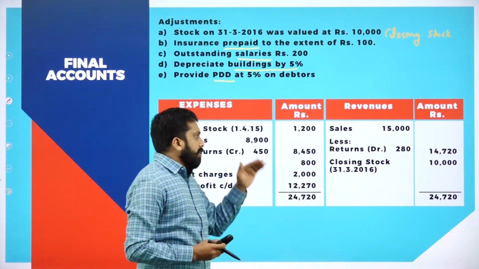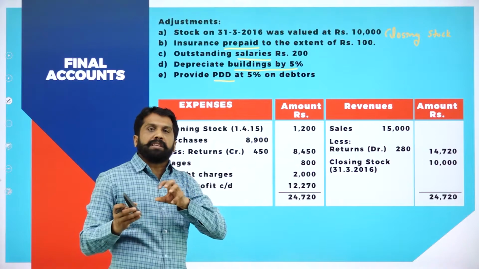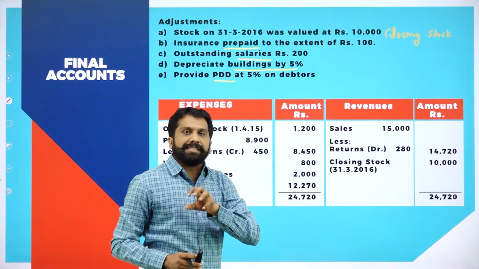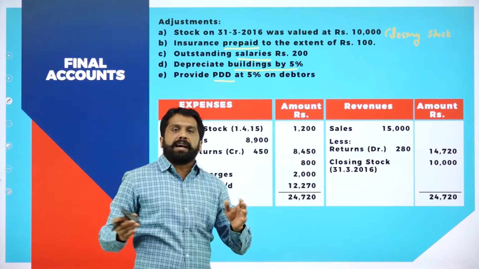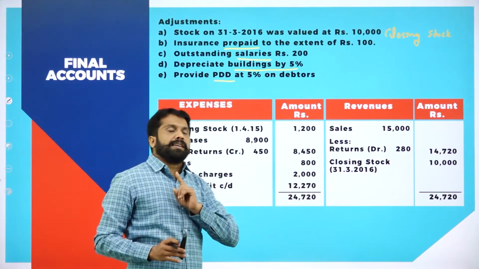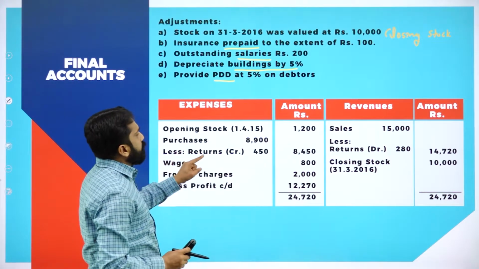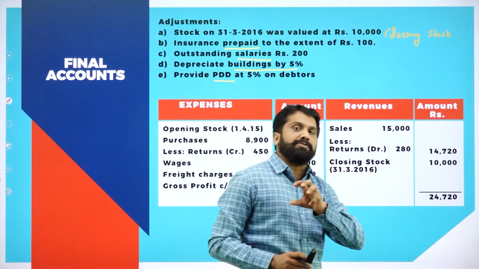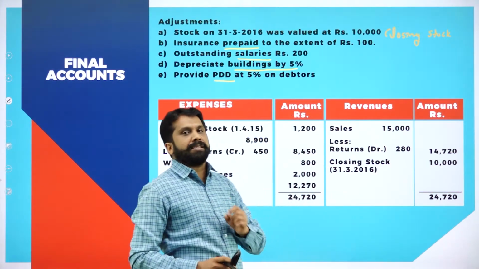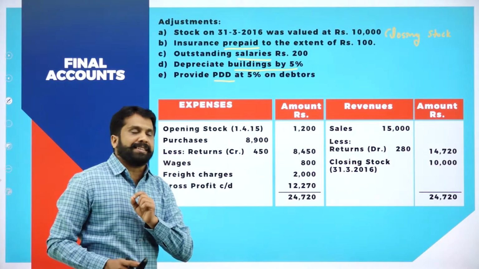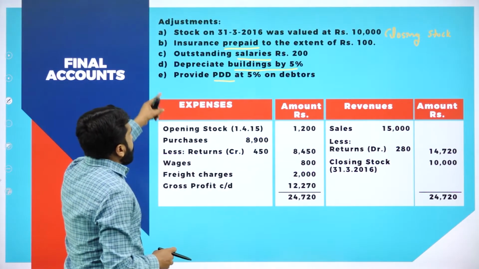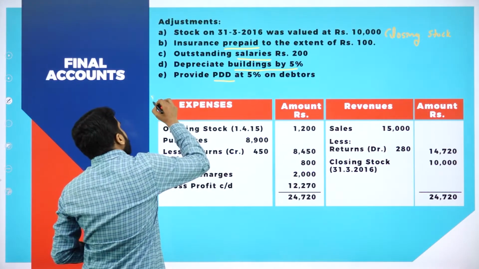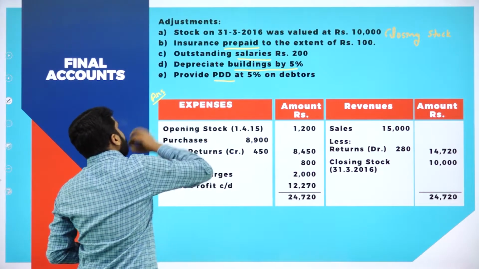Now, if there are bad debts, I have to keep some reserve or provisions. So whatever losses are happening, for that I have to keep some money. That money we call provision for bad debts. Whatever losses occur, for that you have to reserve some money. That reserve we call provision for bad debts. Now, these are the adjustments you have. Now we'll go with the answer. This will be your answer.